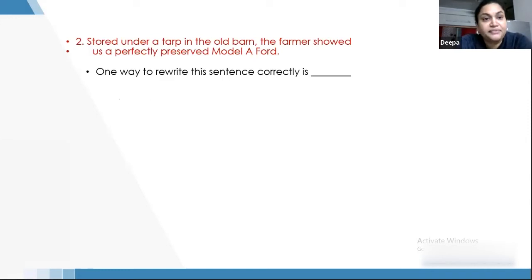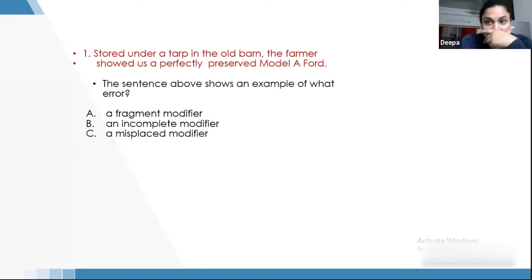Therefore, in the first sentence, it is what? It's a fragment modifier. We have to change the fragment of a sentence from "showed us." Instead of that, we have brought the "us" to the end of the sentence. That makes it better. Now here, who stored it is more important. Definitely the Model A Ford could not store itself. Therefore, the farmer stored it. That is more important. So therefore, the farmer showed a preserved Model A Ford to us is a better sentence. So therefore, this is a fragment modifier, right?